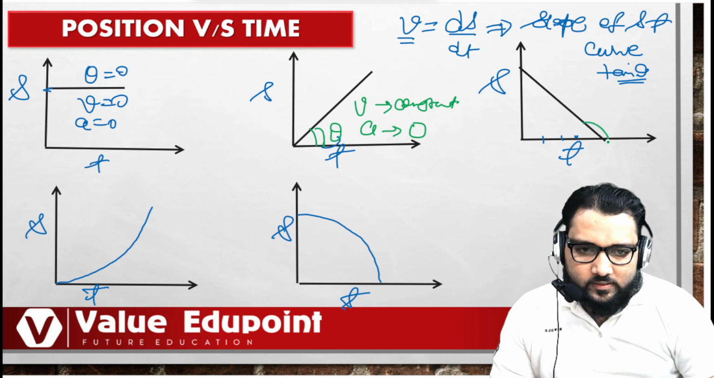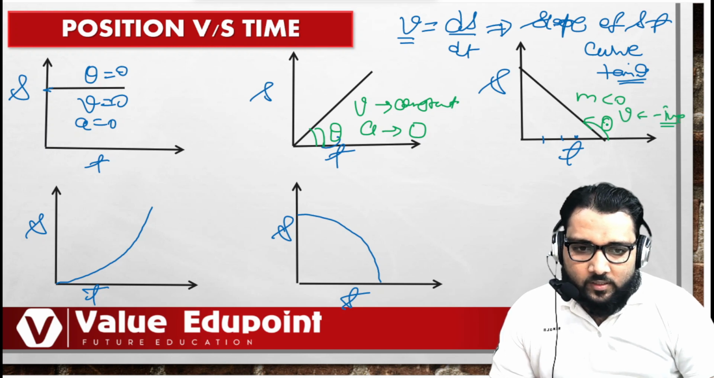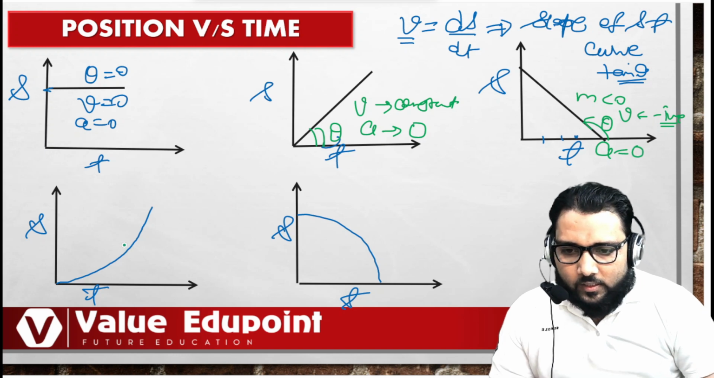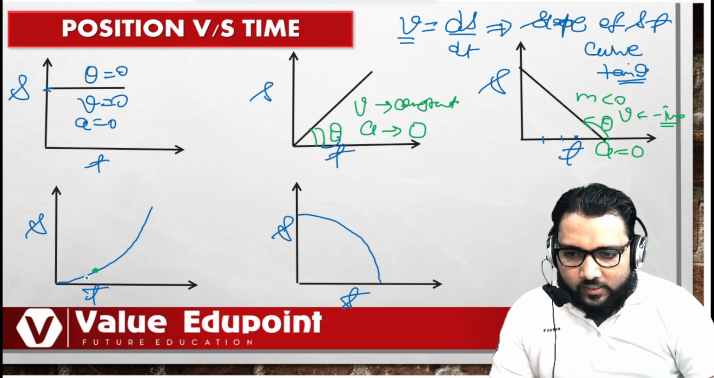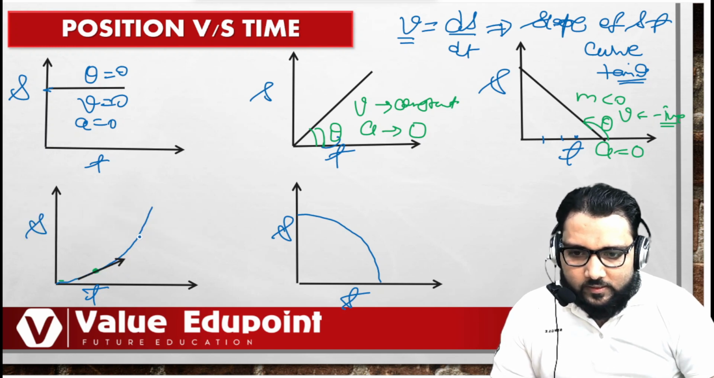Here in this case theta is measured here. Here the slope is negative, guys, so it means velocity is negative, or we can say in the opposite direction, and acceleration is again 0 because velocity is constant but in the negative direction. Now look at this, guys. Here the slope is changing at every point. At this point the slope is in this direction, and at this point the slope is in this direction.